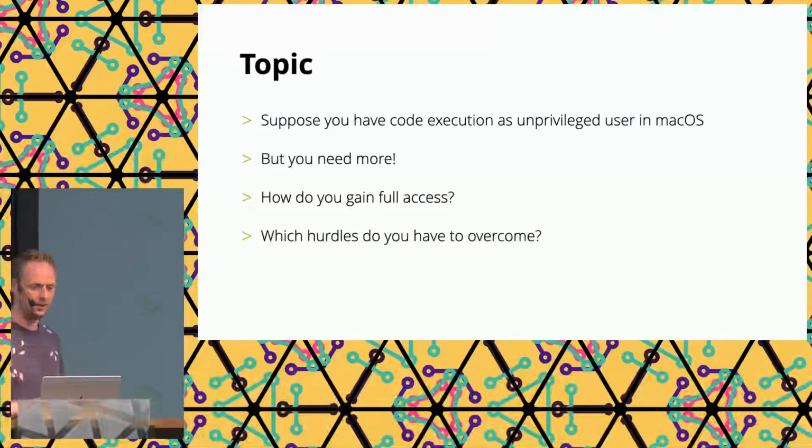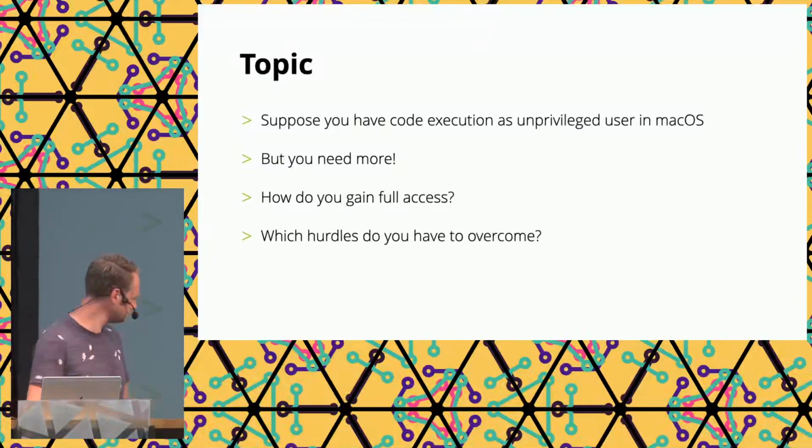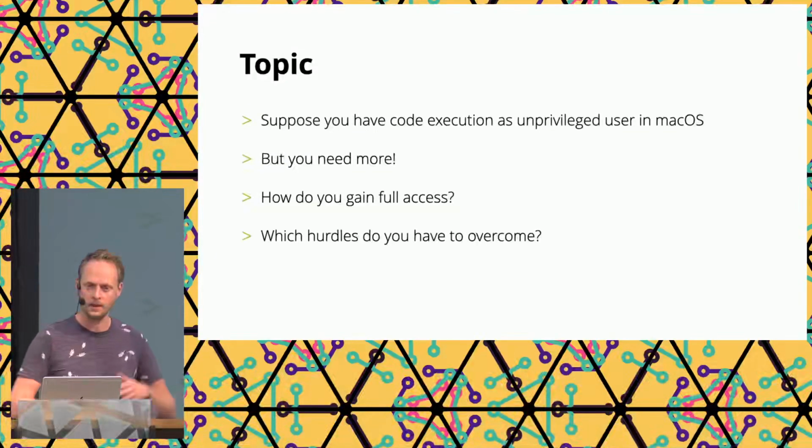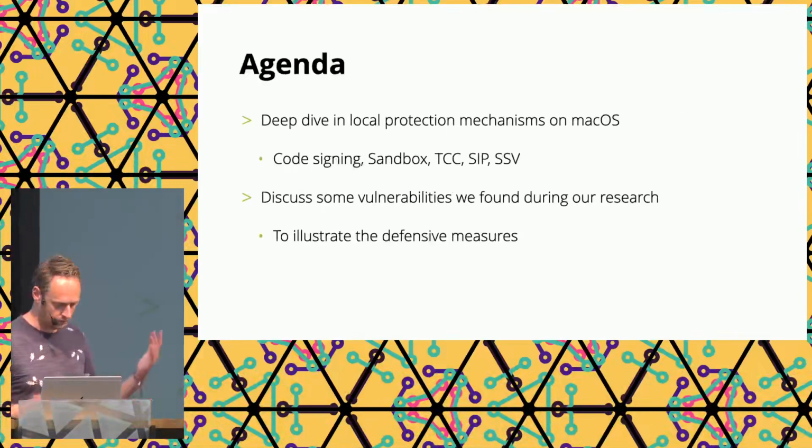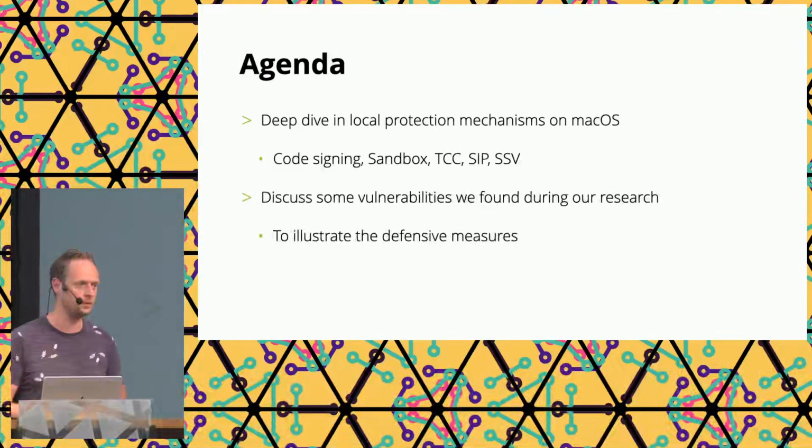So today, we'd like to talk to you about the local security measures that are in macOS. So suppose you have code execution as an unprivileged user in macOS. How can you abuse that privilege to escalate privileges to either a higher user or to bypass a sandbox or to bypass the new TCC mechanism in macOS? So the presentation is divided in two parts. First, I will explain all the local security mechanisms that are implemented in macOS currently, and then Thijs will jump into the cool stuff by actually showing how you can bypass it.